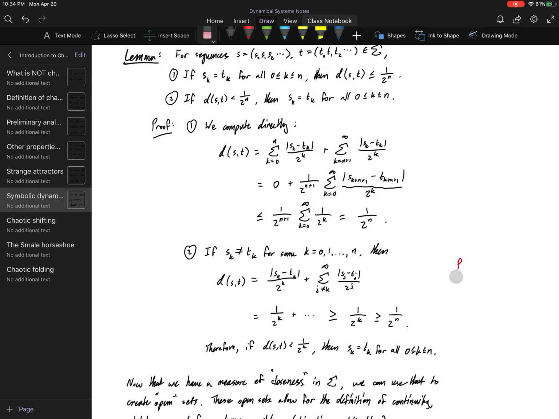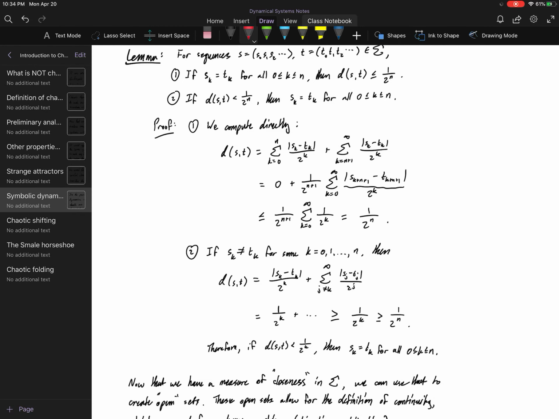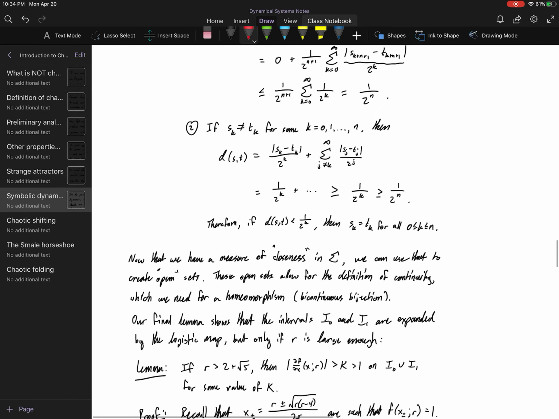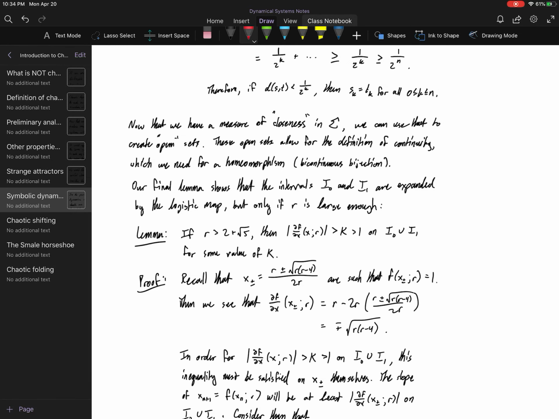implies not P, but mathematical logic shows that these two expressions are actually logically equivalent. So we did, in fact, show the correct proposition that if these two sequences have a distance strictly less than 1 over 2 to the n, then they have to agree for the first 0 through n indices. All right, so that establishes a notion of closeness.